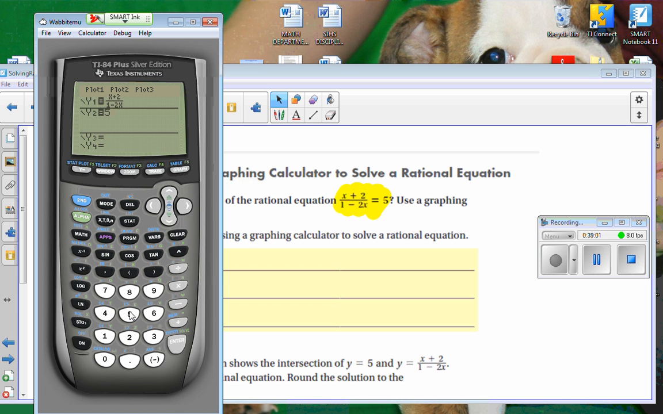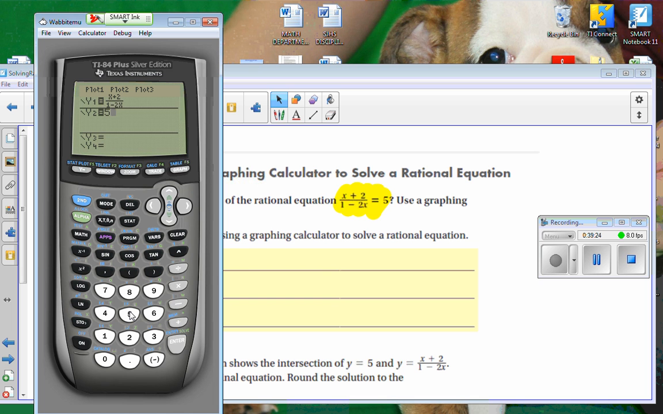Okay, you missed the division sign. Go back and double check that you plugged everything into your y1. You see what you did wrong? Let me see. x plus 2, 1 minus 2x. Yep, that looks fine. Okay? All right, looking good.